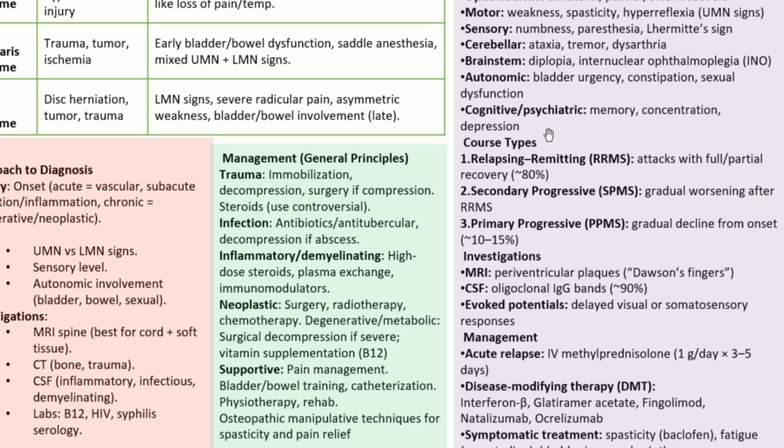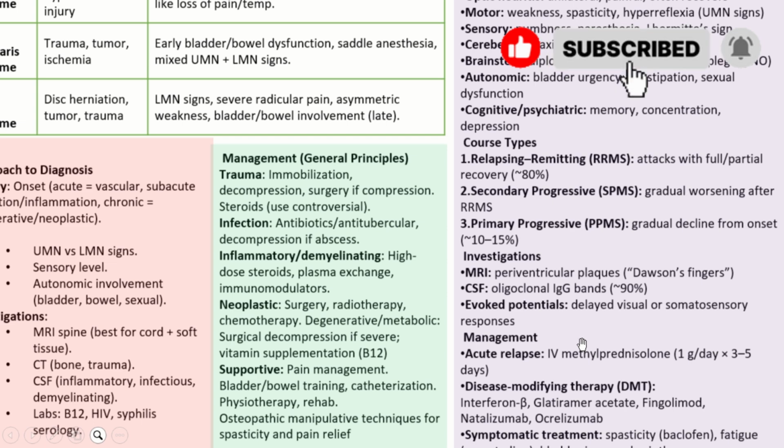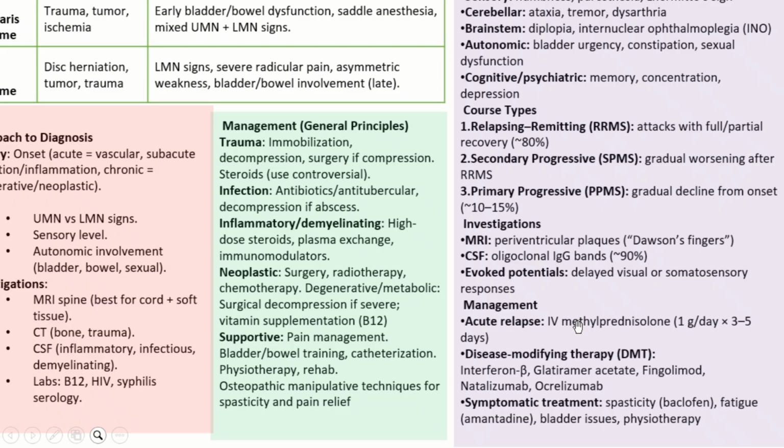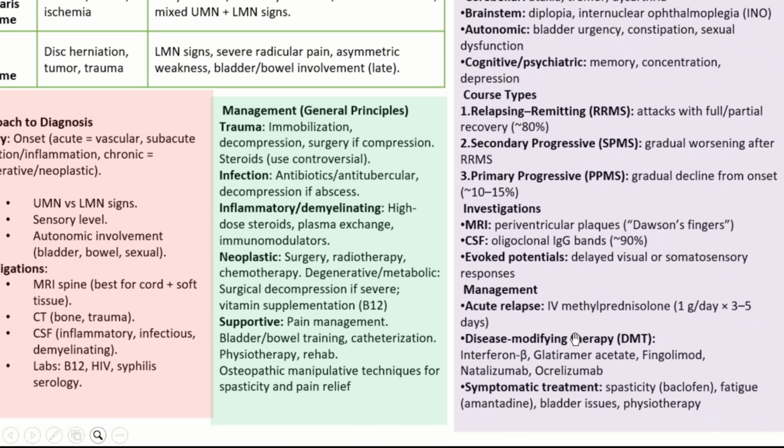So you can have a neurological deficit anywhere, and it has three clinical types. We have the relapsing remitting, which comes and goes, the secondary progressive, where we have a relapsing remitting state, then all of a sudden there's progression of the symptoms. Then we have the primary progressive, where there's just a gradual decline from the beginning of the disease to the end. For investigations you want to do MRI, where we will see the Dawson's fingers or the periventricular plaques.